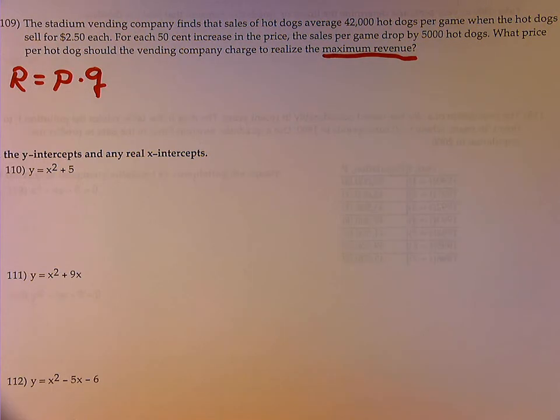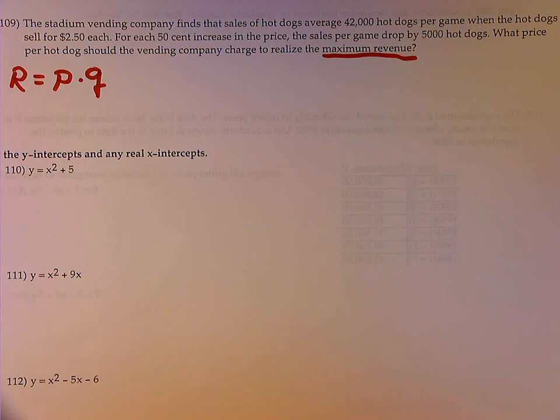I know that I have too many variables. I need to get rid of one of those variables. The most common way to get rid of a variable is the use of substitution. So I need another equation. Here's how I'm going to find the other equation. The other equation must somehow link price to quantity. Luckily, I'm given enough information in the word problem to link price and quantity.